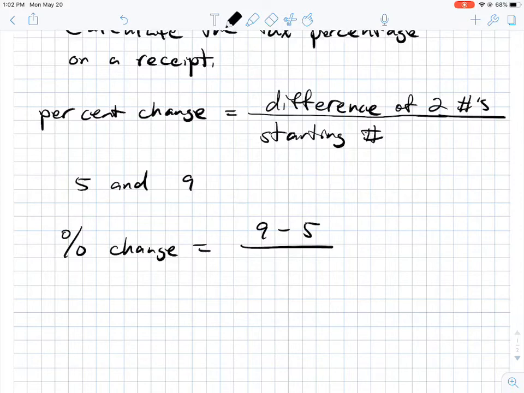And you're going to divide by the number that you started with, in this case 5. So we simply have 4 divided by 5. And for those of you that are fans of fractions, because I know a lot of you are not, you can simply put this in your calculator and you should get 0.8 or 80%. So that is an 80% change, or positive change.